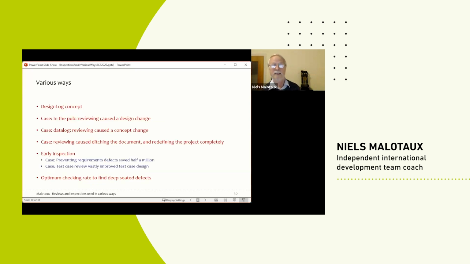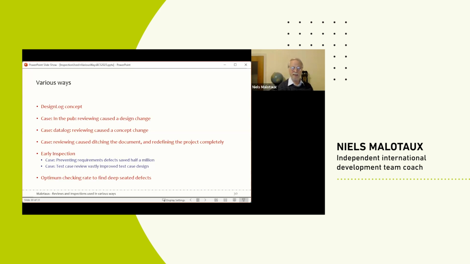So, reviews and inspection used in various ways. I showed you the design log concept, the case in the pub, where the reviewing caused a design change, the case in the data log problem, reviewing caused a concept change, reviewing from the city of Amsterdam caused ditching the document and redefining the project completely.